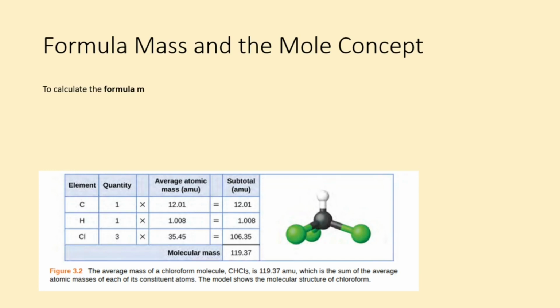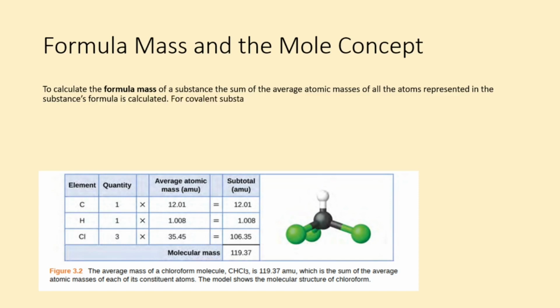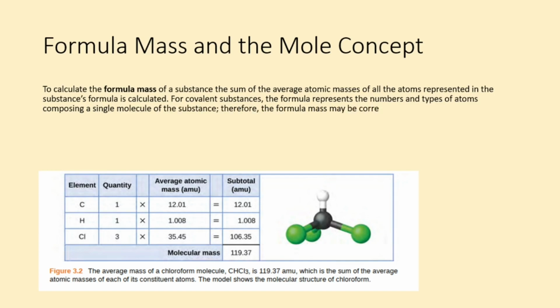To calculate the formula mass of a substance, the sum of the average atomic masses of all the atoms represented in the substance's formula is calculated. For covalent substances, the formula represents the numbers and types of atoms comprising a single molecule of the substance. Therefore, the formula mass may be correctly referred to as a molecular mass.